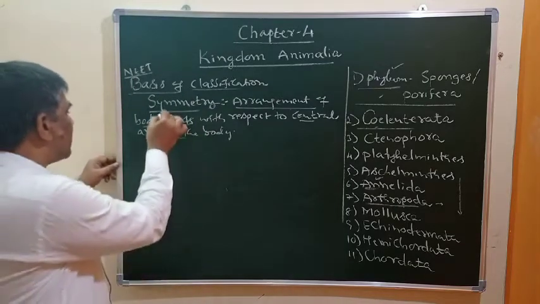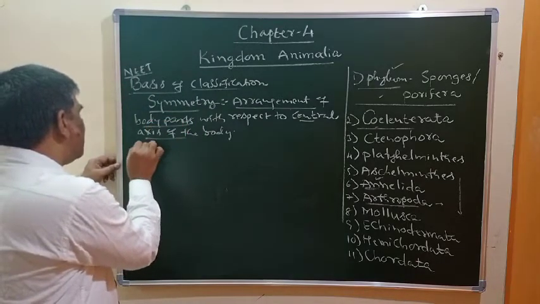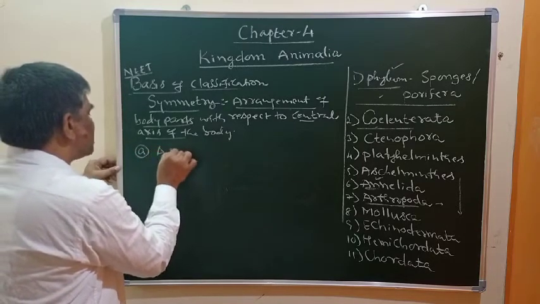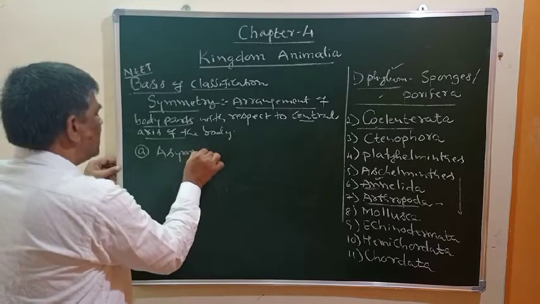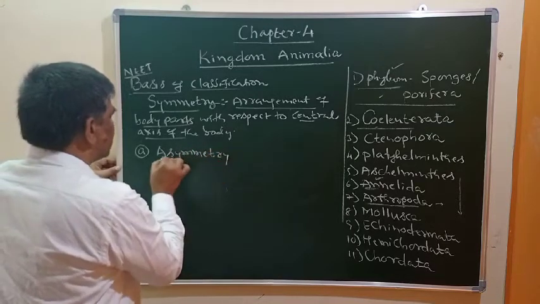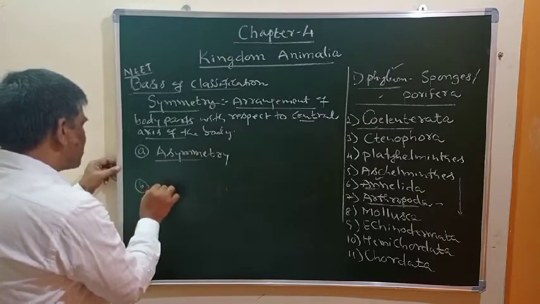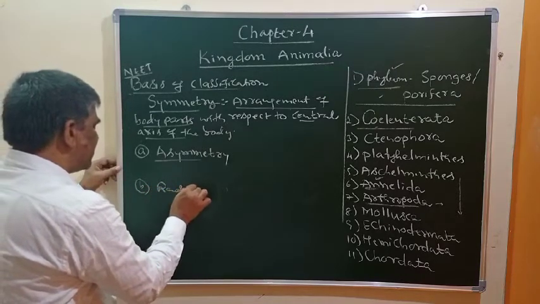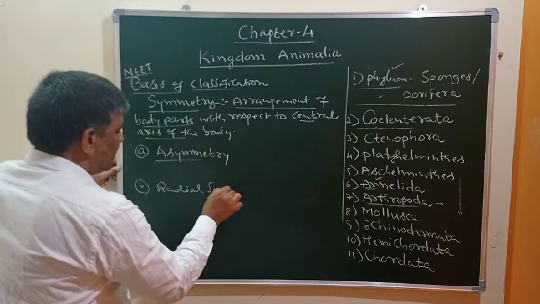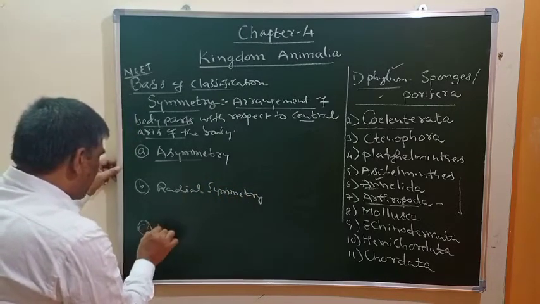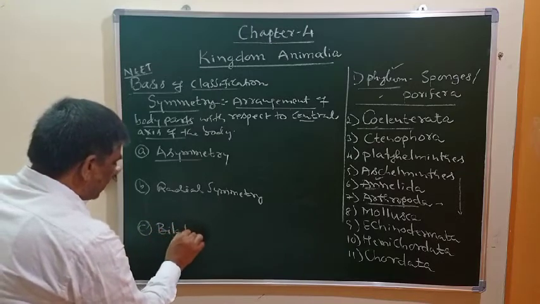And in animals there are different types of symmetry. One is asymmetry; some animals are asymmetric. Another one is radial symmetry; some animals are radially symmetric. And another one is called bilateral symmetry.